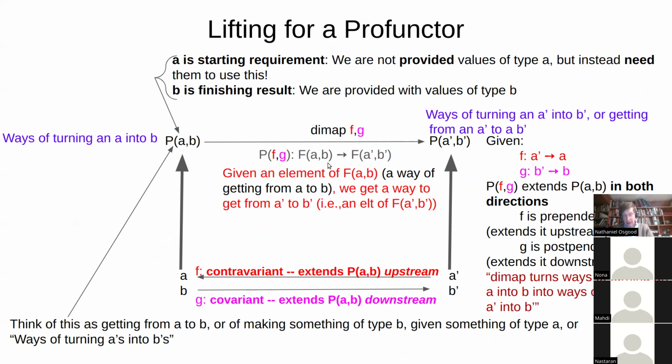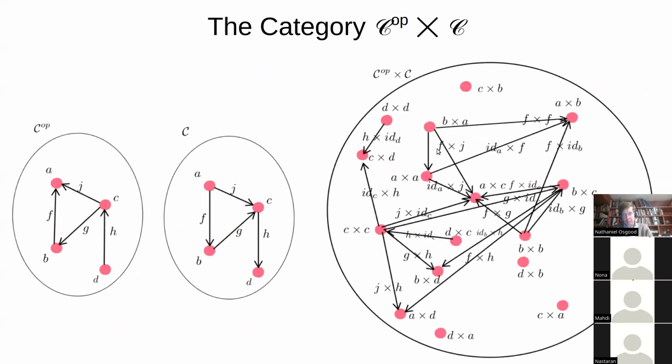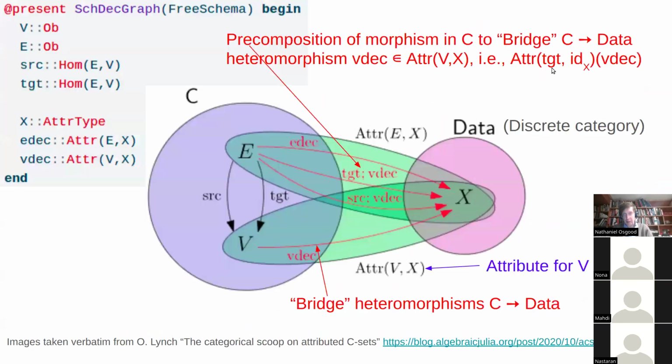By lifting it, we get something that can take any element of this, a way to get from A to B, and it will turn it into a way to get from A prime to B prime, using F and G in the meantime. And that's exactly what's going on here. This is our F, this is our G, and we apply it to a way to get from V to X, and that gives us a way to go from E to X. Okay.